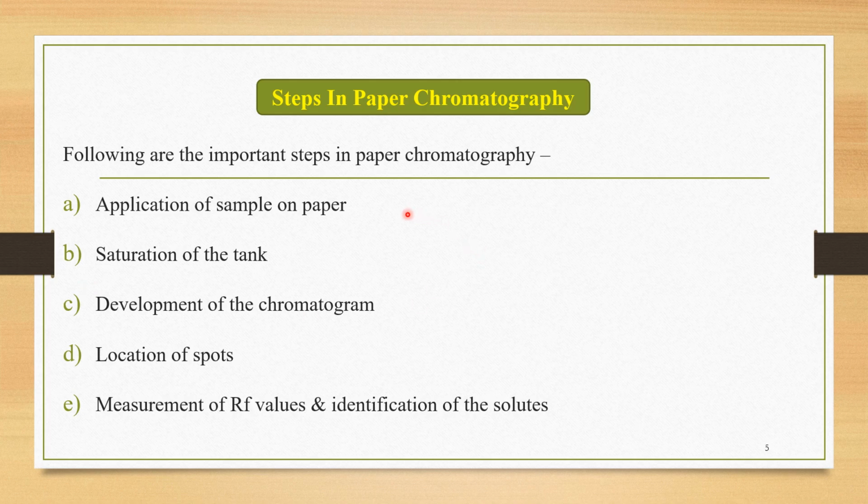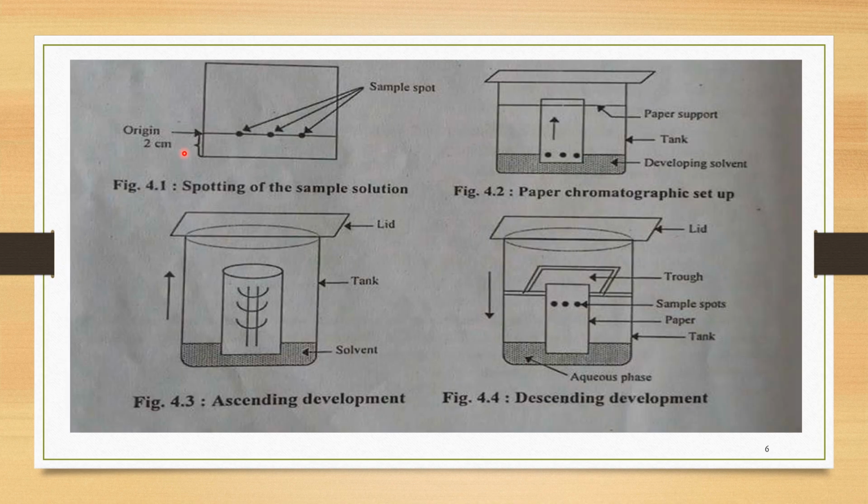This is a simple figure for the different steps of paper chromatography. The first one is spotting of the sample solution. So in the first step, we have to give the spotting of the sample solution. These are the spots of the sample solution. We have to give the spots at a height of 2 centimeters from the bottom. So this first step is called spotting of the sample solution.